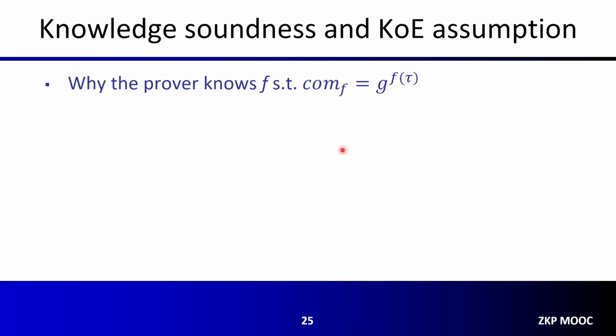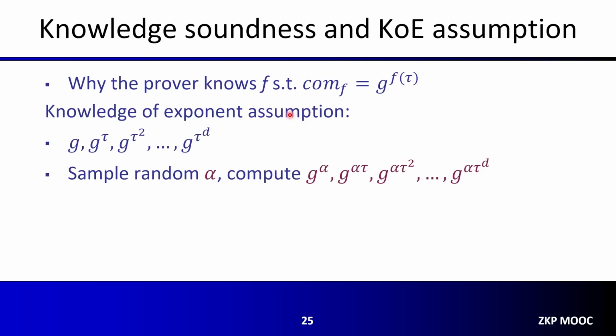Because in the security proof, I actually made an assumption. When we see this commitment f, in the next step, I actually write it as g to the power of f of tau for some f known by the prover, known by the adversary. And this is actually a very big assumption. If the prover just generates a random value and calls it the commitment f, how can you make sure that the prover actually knows this polynomial f locally? And this is actually hard to check. And this requires an additional assumption called the knowledge of exponent assumption.